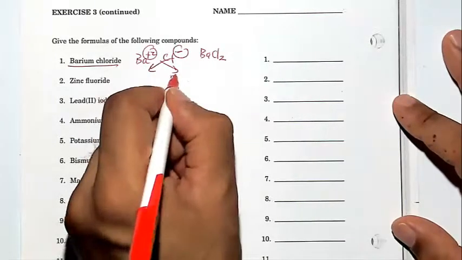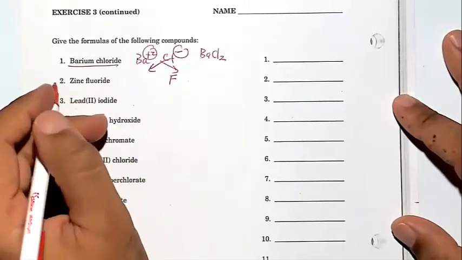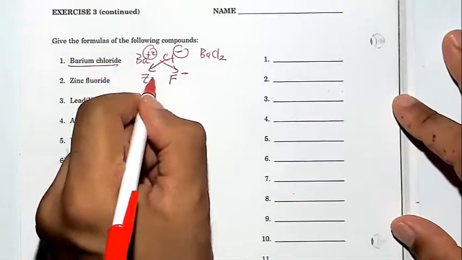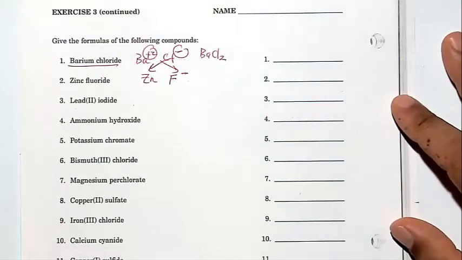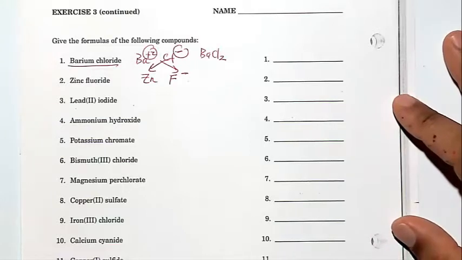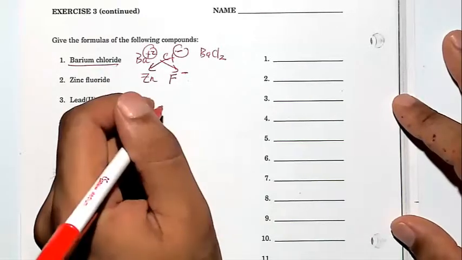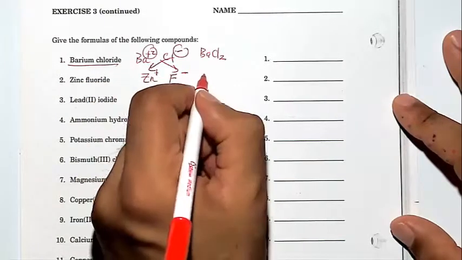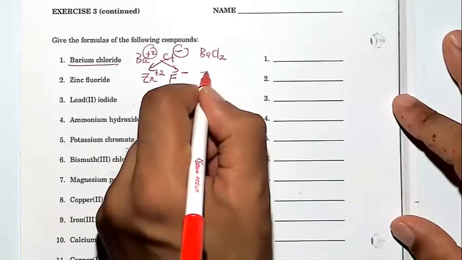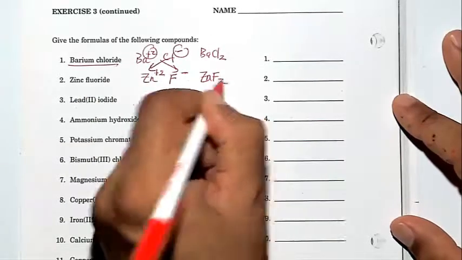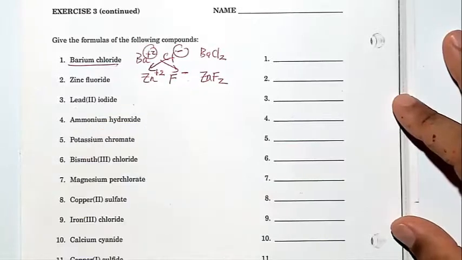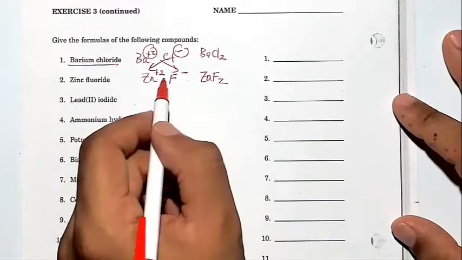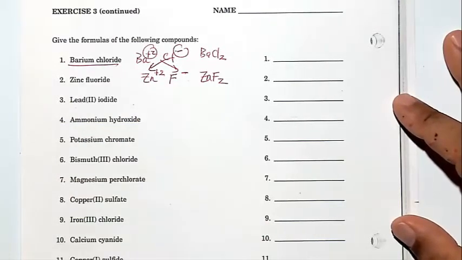Zinc fluoride. There's no Roman numeral here. So F- is the fluoride ion. Zinc, well, we don't know what charge zinc is going to be in, so I'm just going to assume it's +2, so I'll call it ZnF2. On the exam, I would be more explicit and tell you what the charge on that zinc would be. But zinc most likely is a +2 as a transition metal.